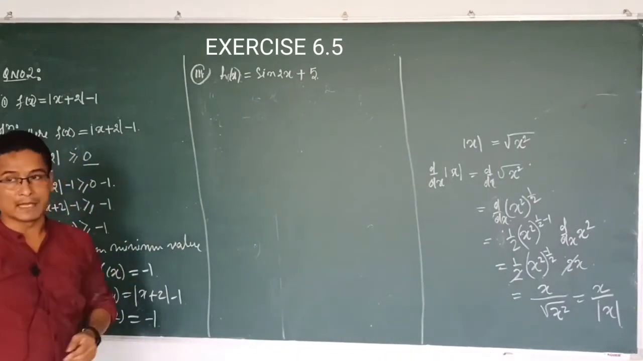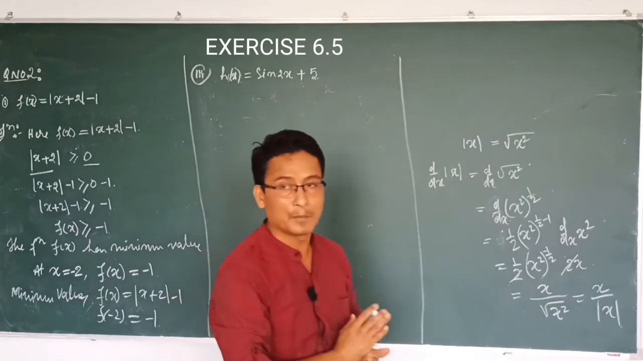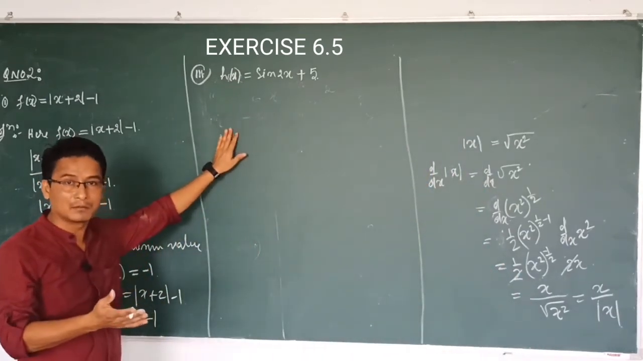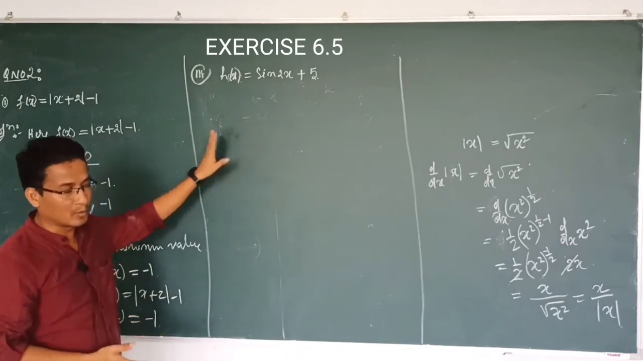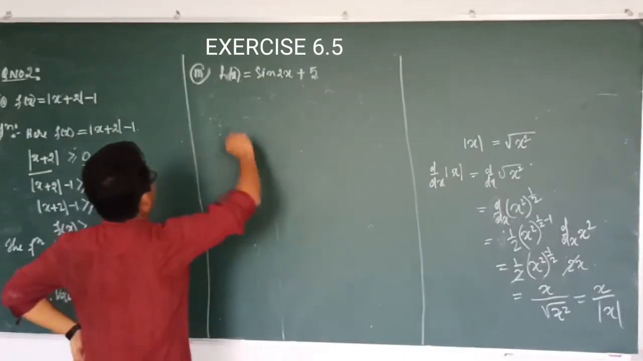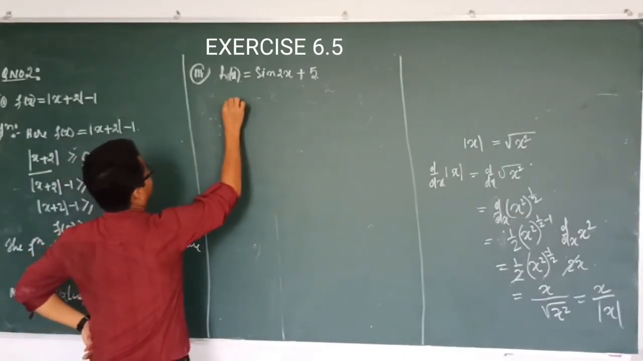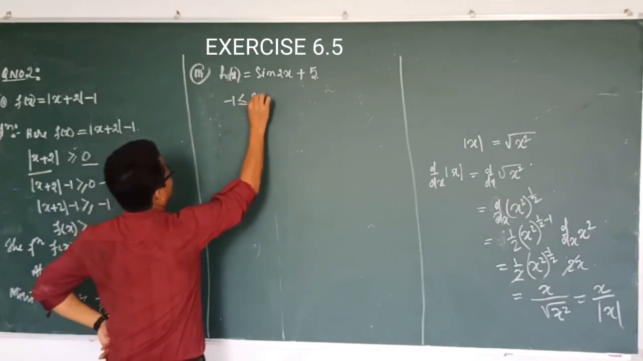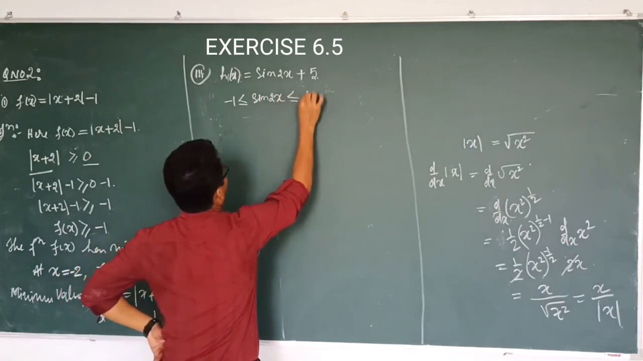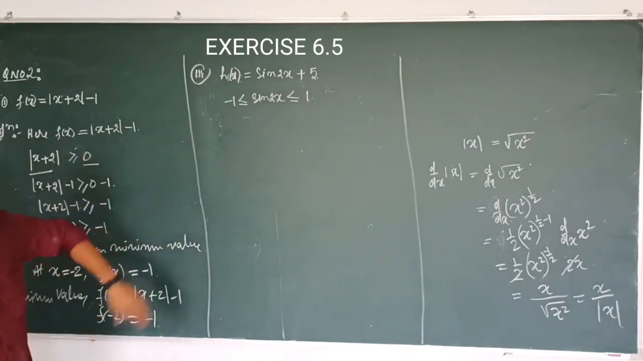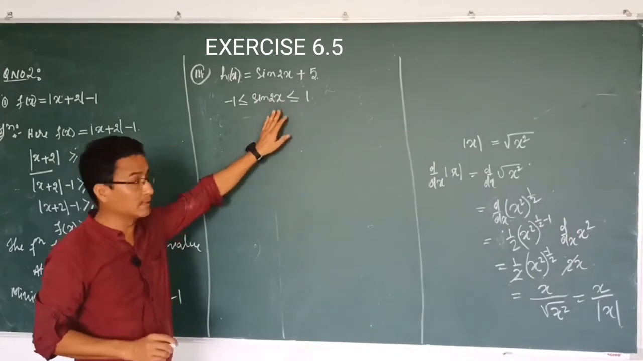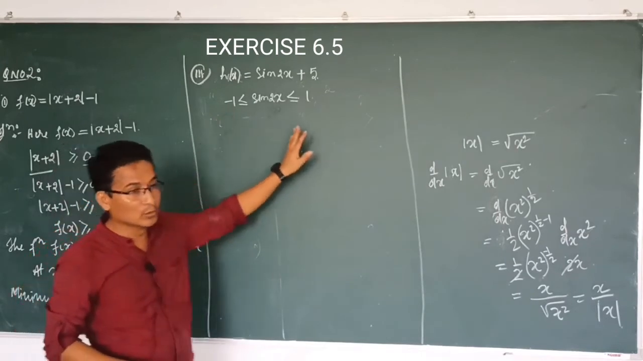the value of sine is what? -1 to 1. Whatever value we get, it is between -1 and 1. So here we know that -1 is less than or equal to sine 2x, which is less than or equal to 1. Clear? The limit of the value of sine is -1 to 1.